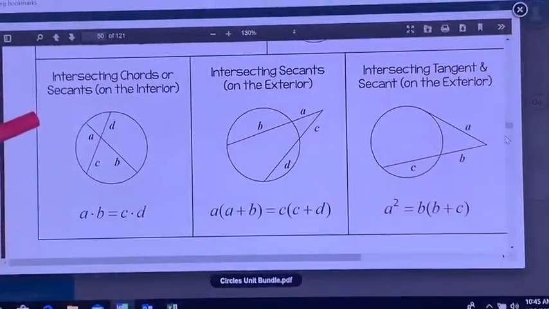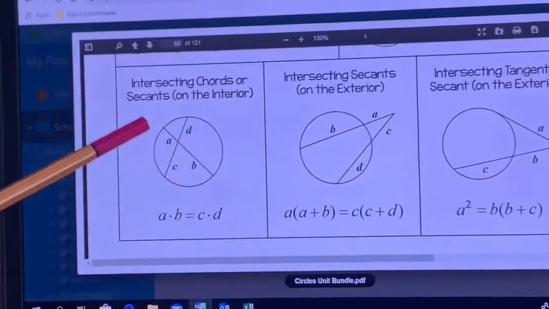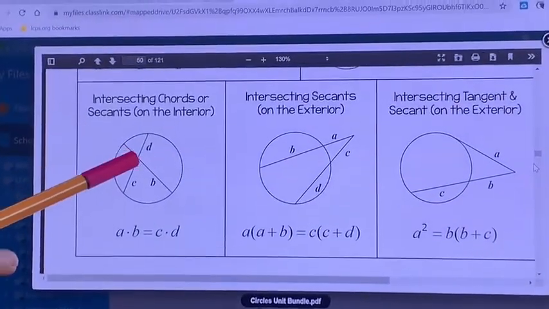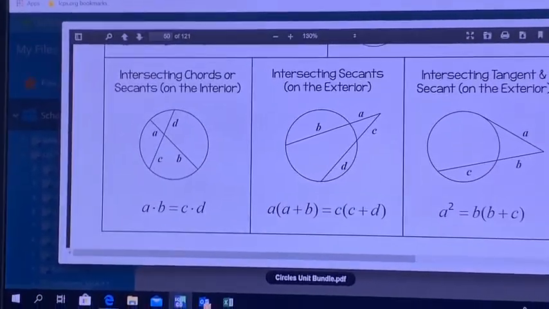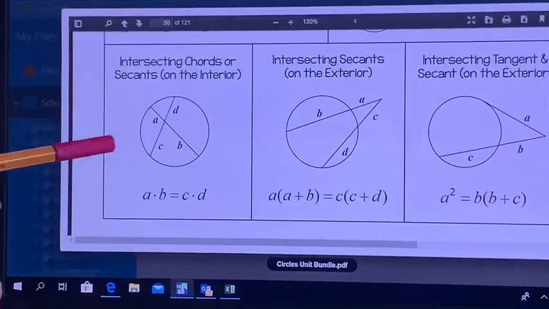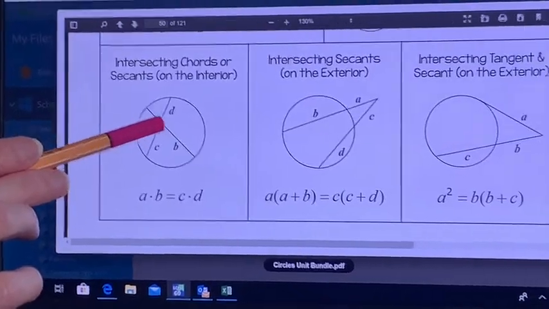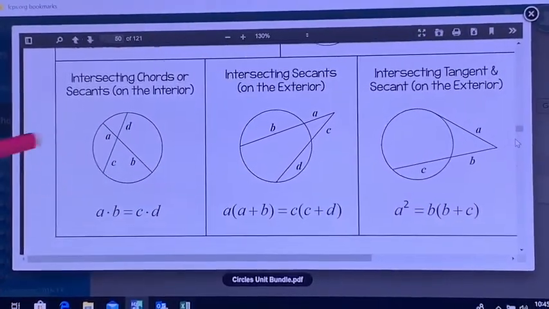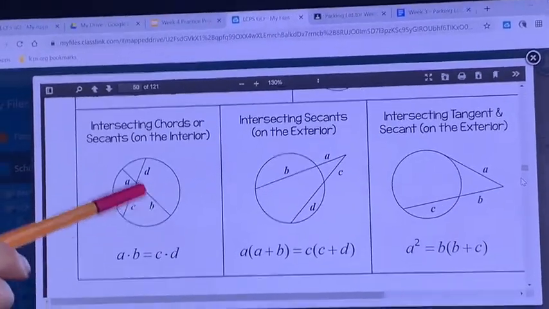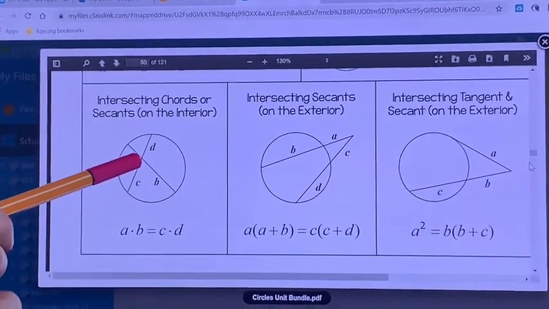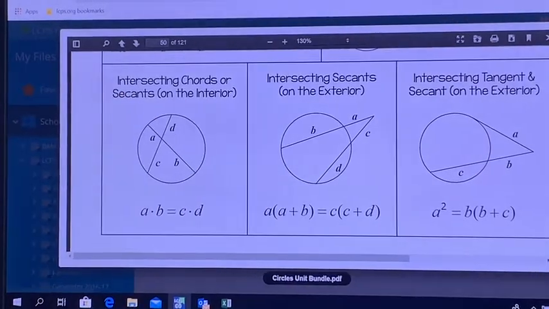All right, this is the last rule we're going to look at. This is intersecting chords on the inside of the circle. Now we're going to switch here. We've been talking about angle measures and arc measures, and this rule is talking about the length of these pieces within the chord. So the rule says that this length A times this length B is equal to this length C times that length D.